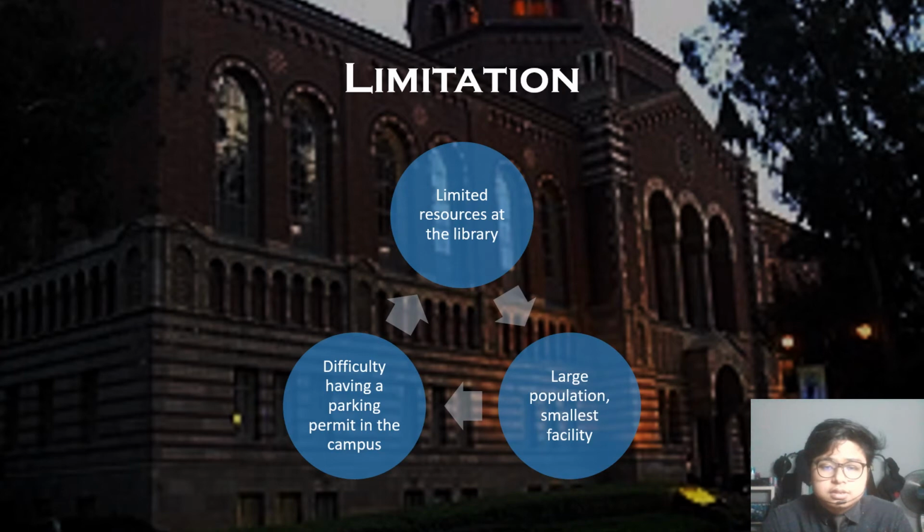Okay, the limitation of UCLA is limited resources at the library. This is because resources are very important for students to gain more knowledge for their subjects. Besides that, UCLA also has the largest population but the smallest faculty. On top of that, getting a parking permit on campus is very difficult because the waiting list is so long.